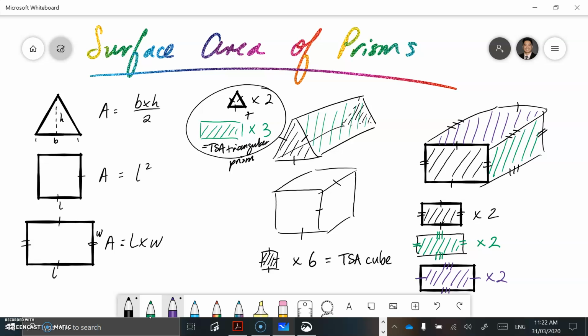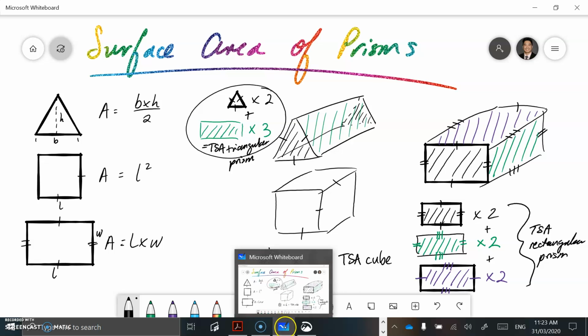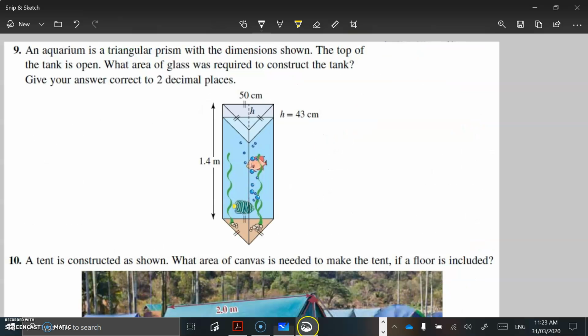So when you work out the area for each of these rectangles, obviously we got 2 of them, so you want to double it and then add them all together, and you get your total surface area for your rectangular prism. Hope that makes sense. Let's look at a couple of questions to help you out.